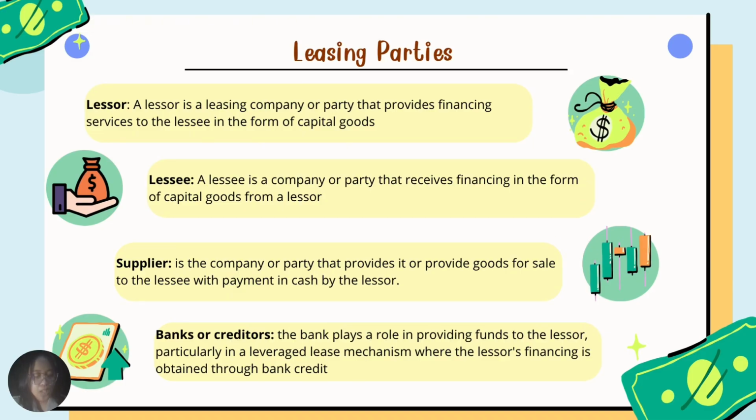So the lessor is the one that gives you money, meanwhile the lessee is the one that gets the money. The third is the supplier, which is the company or party that provides goods for sale to the lessee, with payment in cash by the lessor. The last is the bank or creditor. The bank plays a role in providing funds to the lessor, particularly in a leveraged lease mechanism where the lessor's financing is obtained through bank credit.